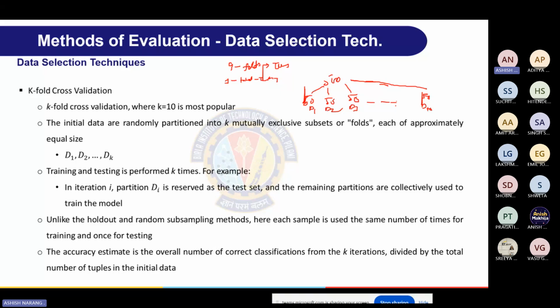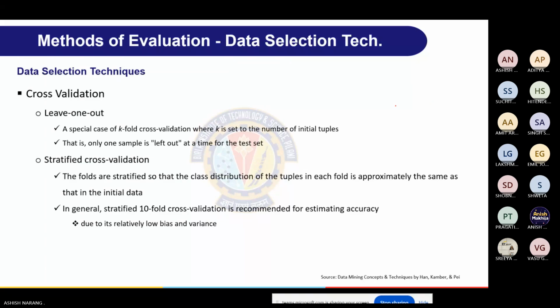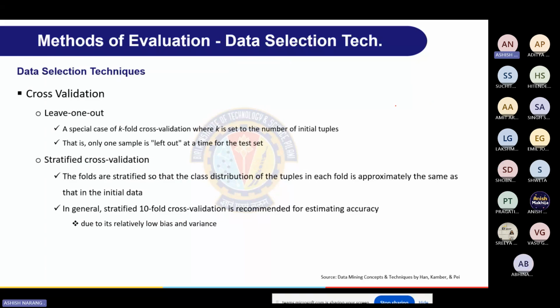So 10 is the most popular number. K is equal to 10. You actually make 10 folds of the data and then repeat this process, right? Within cross validation, there are two techniques.